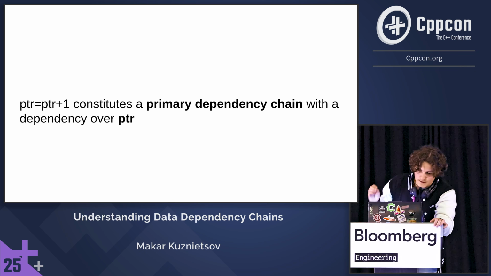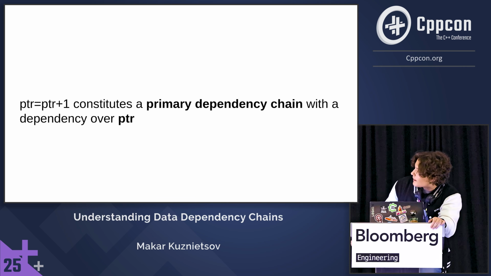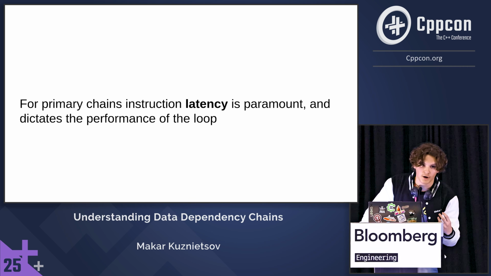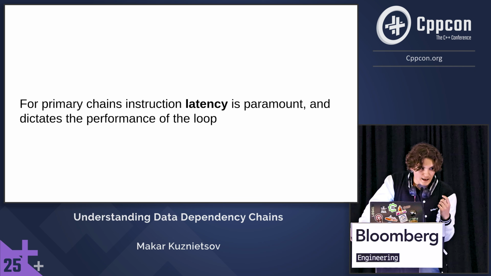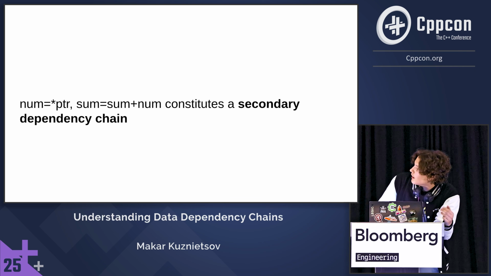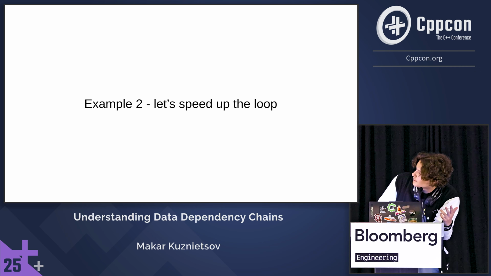So in this case, the pointer advance actually constitutes what's called a primary dependency chain, and we have a data dependency on the pointer variable. And for primary chains, latency is paramount. So in this case, the latency of the pointer advance is 1 cycle, and that's why it defines the whole performance of the loop. And the actual summation and load of num is considered a secondary dependency chain.